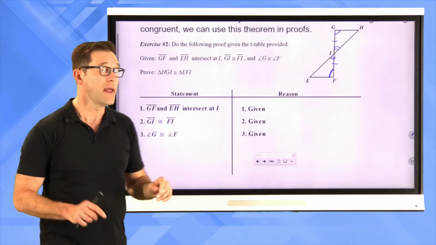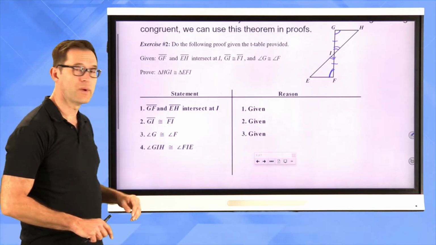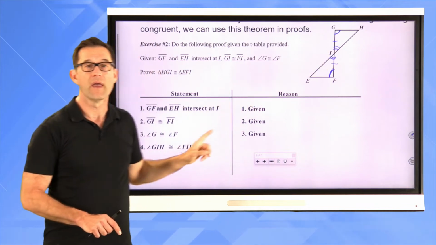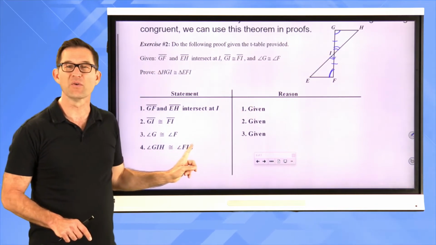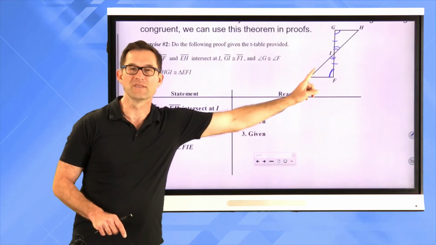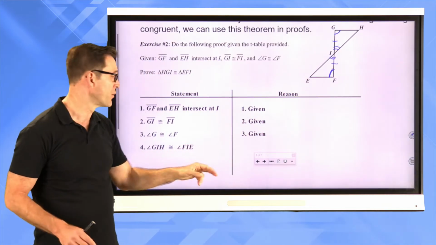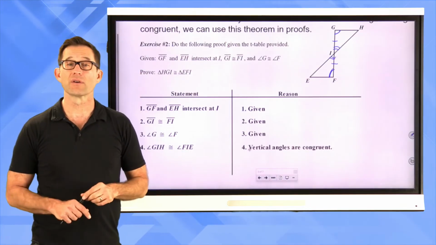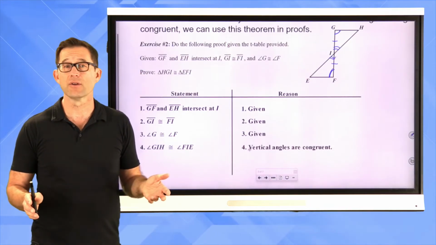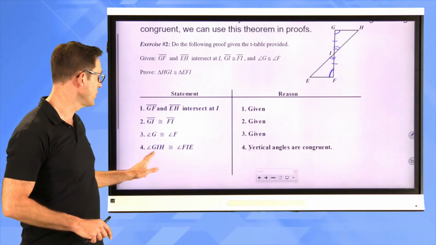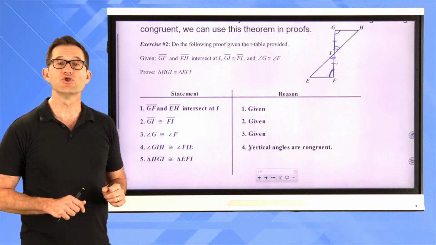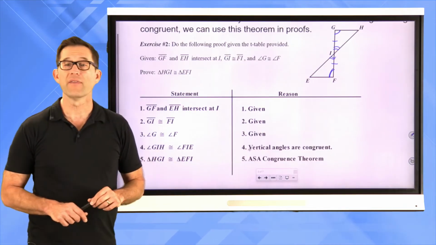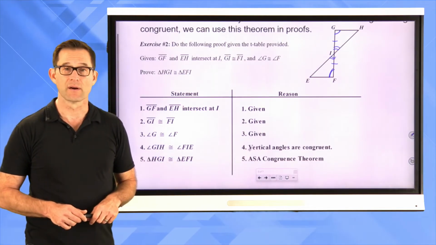All right. Now, what else did we know? Well, we knew that angle GIH, which is this one right up in here, is congruent to angle FIE, which is this one right here. What is my reason for that? Well, my reason for that is vertical angles are congruent. And that was the last little piece I needed to finally conclude that triangle HGI is congruent to triangle EFI by the angle-side-angle congruence theorem.